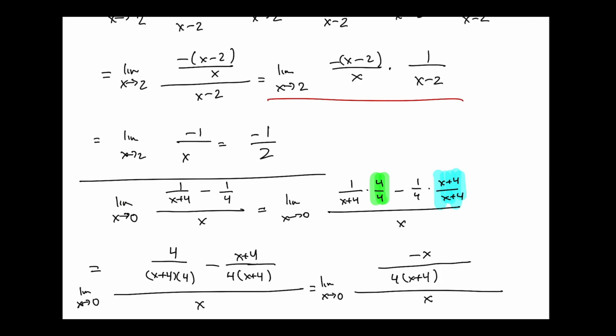Okay, so now, like before, can we cancel the x? Okay, and so we get -1 over 4 times x plus 4. And then once we've canceled the x's, can we just plug in x equals 0? Yeah, totally. And so what do we end up getting when all's said and done? -1 over 16, exactly. Because it's 4 times 4, basically. Okay. Good. All right.